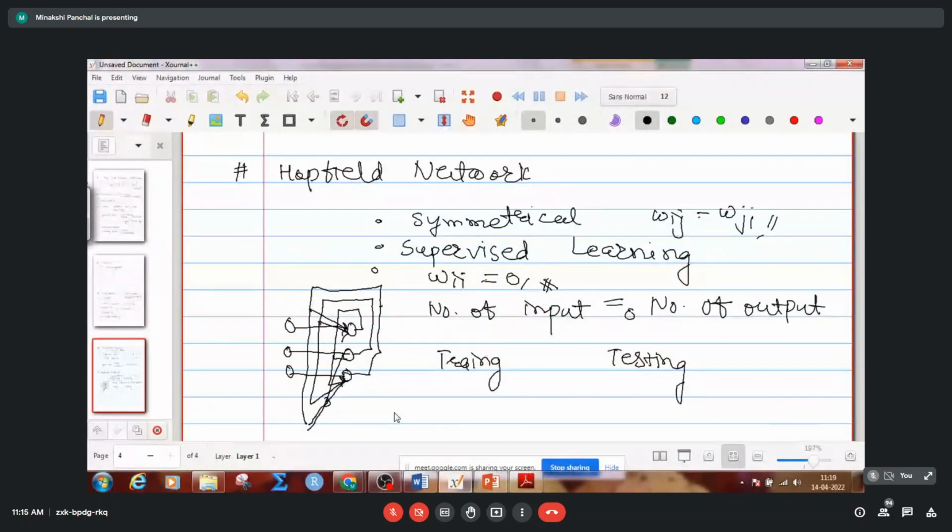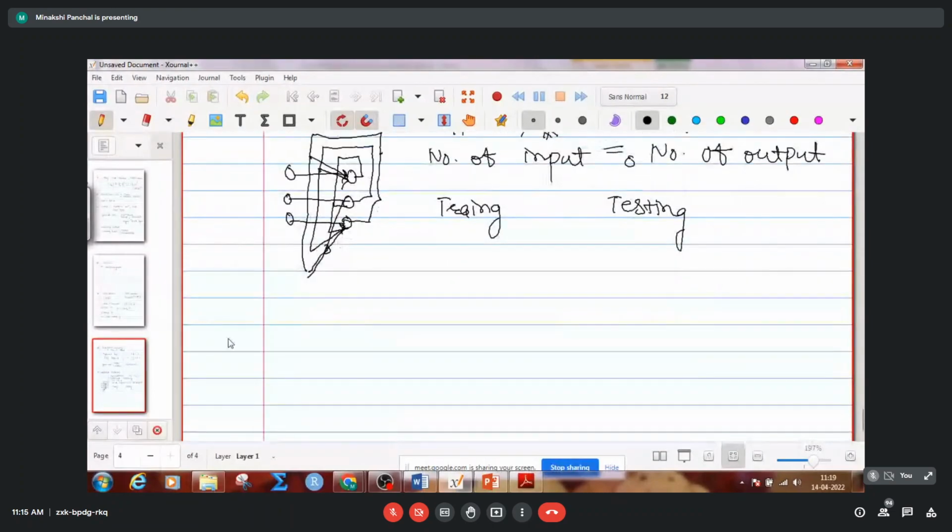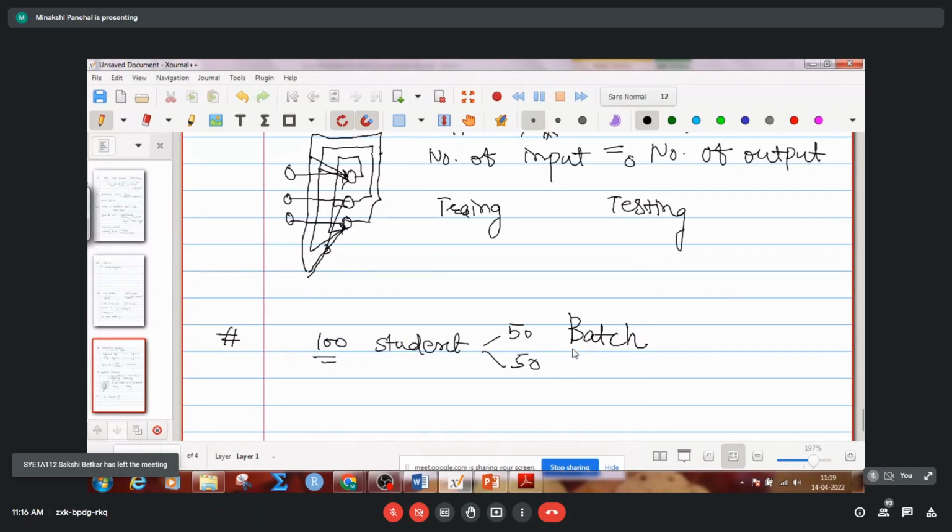If I am considering a class of 100 students, and you consider all 100 students in one sample, this will be considered a batch. Or if you are dividing those 100 students into 50-50, this is also nothing but a batch. A batch is where your complete data comes in, so according to how you are applying it, the batch will be decided. The complete data may be a batch, or if you are dividing it into 2 parts, that will also be considered a batch.